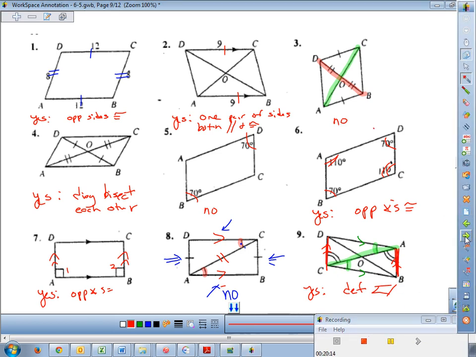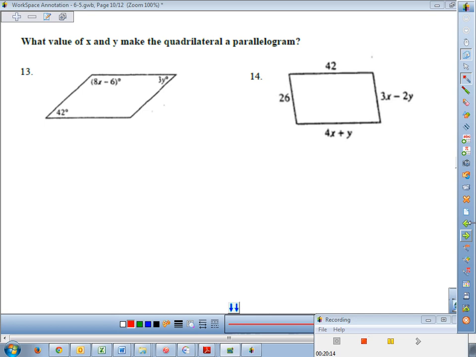To the back side. What value of x and y make the quadrilateral a parallelogram? What do we got in 13? What do we got? What did they give us? Angles, right? Not sides, angles, correct? We're on 13. So, what do we know about angles? If that's supposed to be a parallelogram, what should happen with the angles? The opposite angles should be equal. So, where do you want to start? 3y should equal 42. Divide by three.